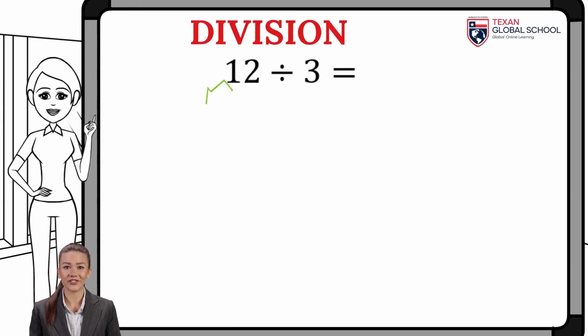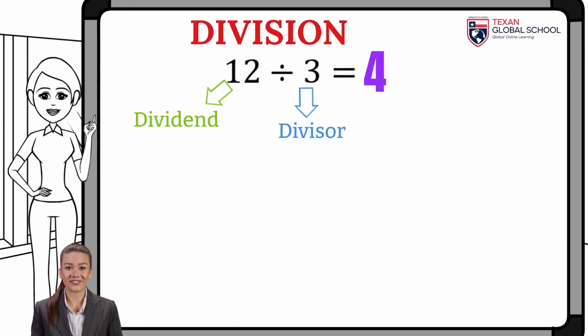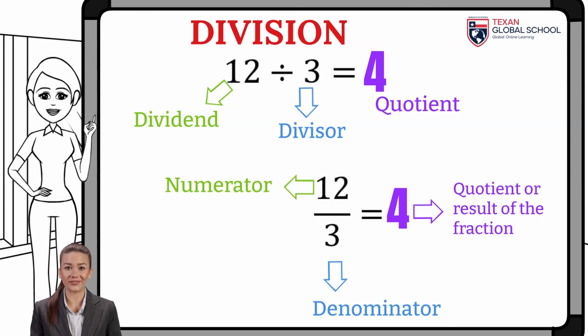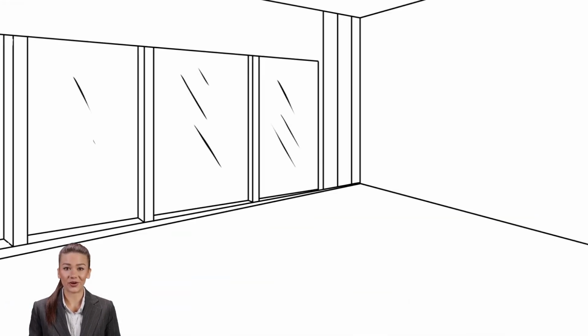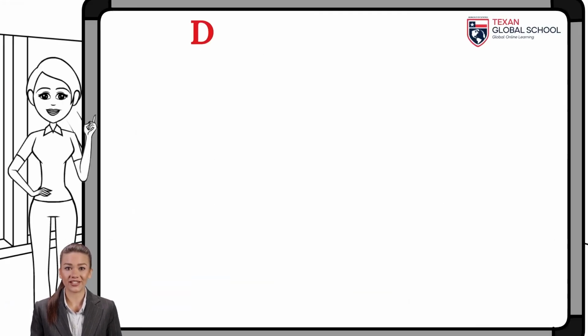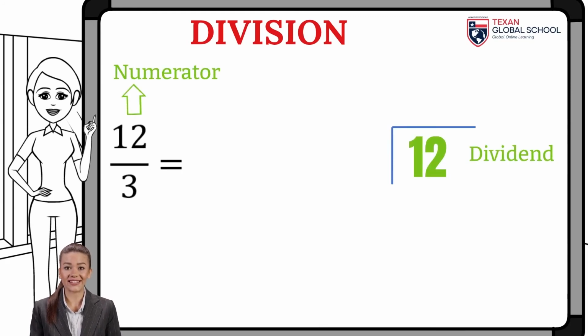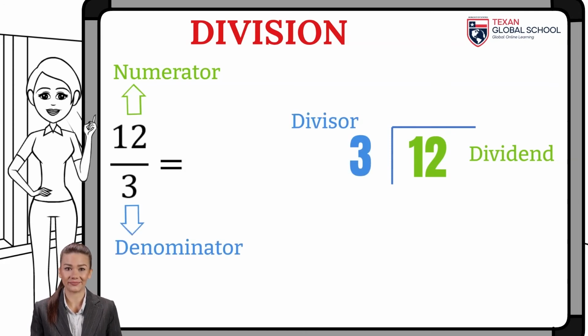We can see that in the first representation, 12 is the dividend, 3 is the divisor, and 4 is the quotient. As a fraction, 12 is the numerator, 3 is the denominator, and 4 is the quotient, or the result of the fraction. As we saw earlier, a fraction can also be represented as a division using the galley. In this process, 12 goes inside the galley since it is the dividend. 3 goes outside since it is the divisor.